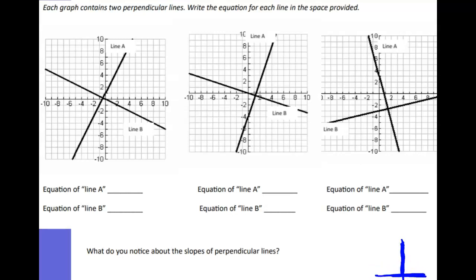Sometimes they're shifted. Okay, so it says each graph contains perpendicular lines. We're going to write the equation for each line in the space provided. So again, just like the last example, I'm going to look at first line A. Okay, here's my line A.